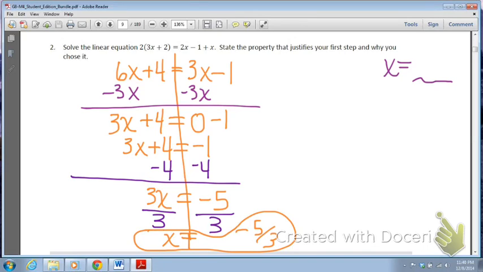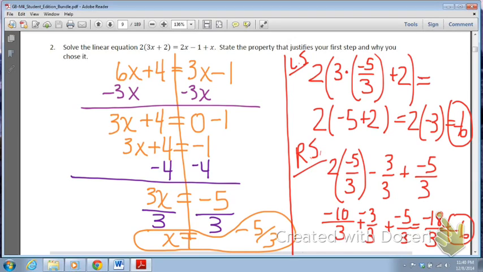All right, and as always, we want to check that back in the original equation. So here's what that would look like. When I put x equals negative 5/3 into my original equation, I'm going to do the left side first. So 2 times the quantity 3 times negative 5/3 plus 2 is equal to all of this. You can study it. I get negative 6 for the left side.